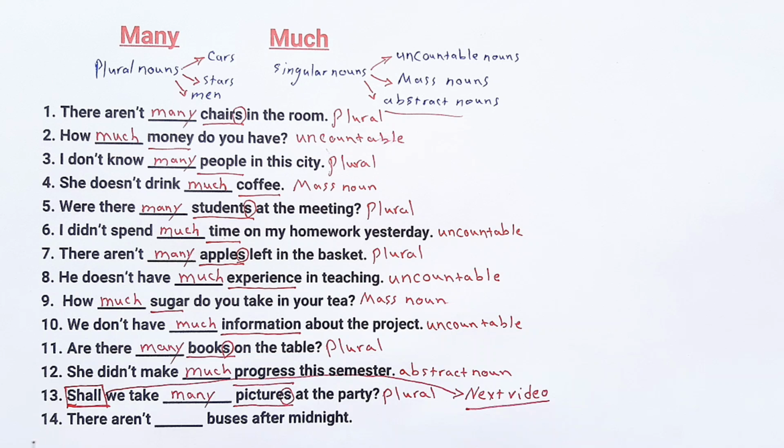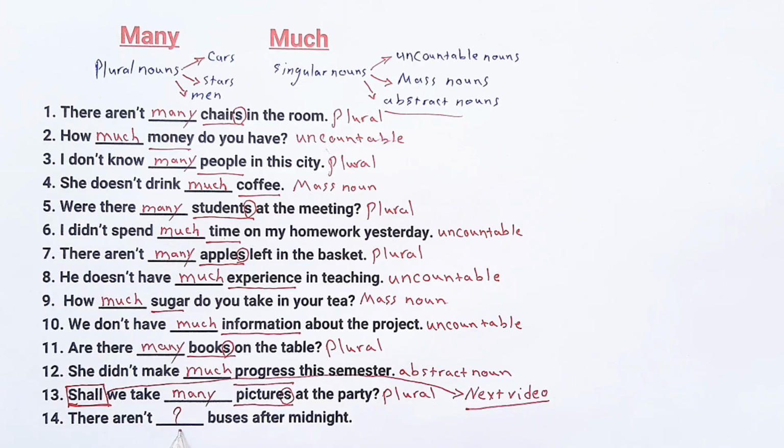Number 14, there aren't blank buses after midnight. The last question is yours. Which one is the keyword and what is the answer? Many or much? Let me know in the comments.